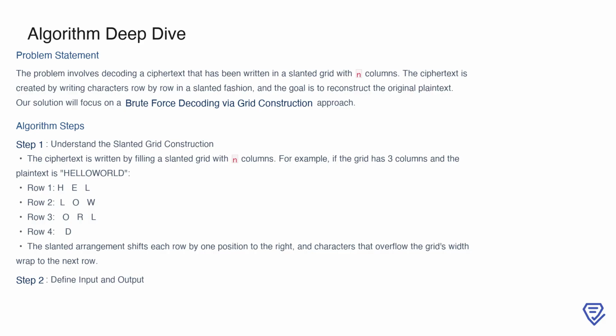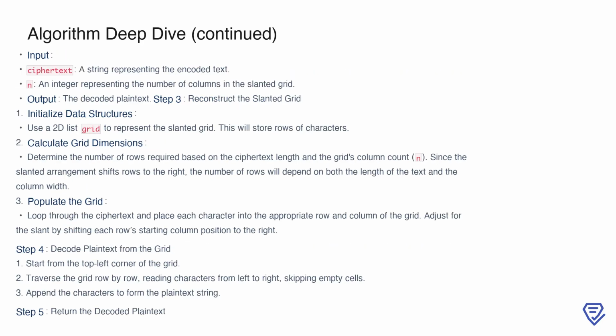Next, we'll define the input and output requirements for the algorithm. The input to our algorithm consists of the ciphertext, which is the encoded string, and n, the number of columns in the slanted grid. The output is the decoded plaintext string that we aim to reconstruct. The first step in our approach is to initialize the data structures to represent the slanted grid. We use a 2D list, or grid, where each row corresponds to one shifted line of text from the ciphertext.